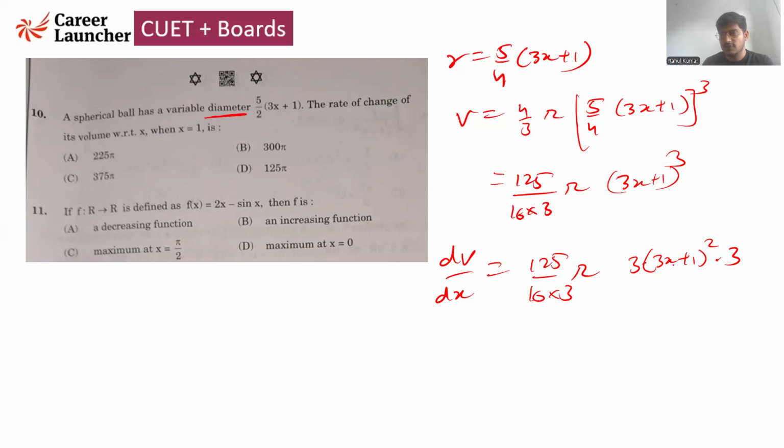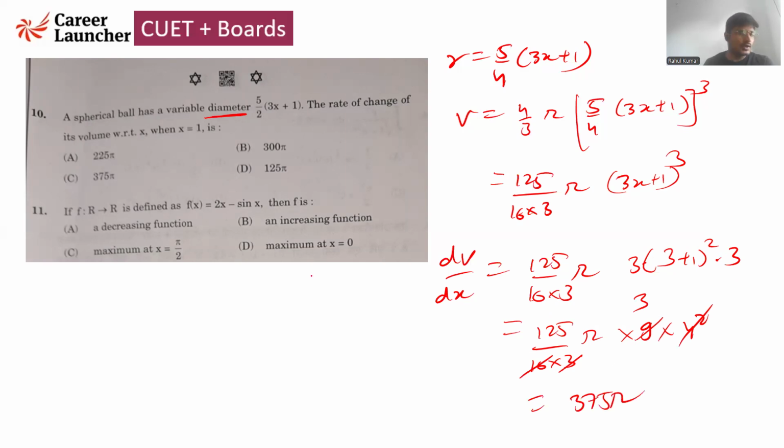So this much we have. And when you substitute x is equal to 1 here, it will become 3. So what you have is 125 divided by 16 multiplied by 3 and multiplied with pi into 9 into 4 whole square. This will be cancelled out. 3 will be cancelled out here. And whatever is your answer, it will be 375 pi. And option C is the correct answer.